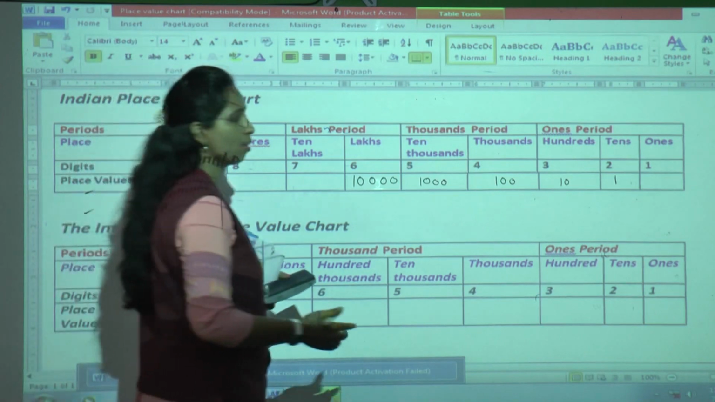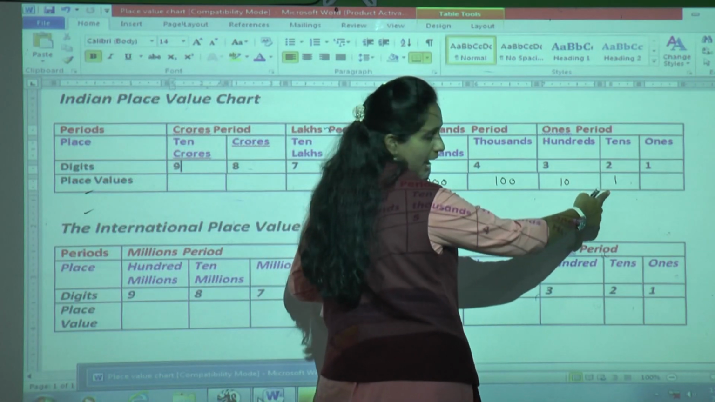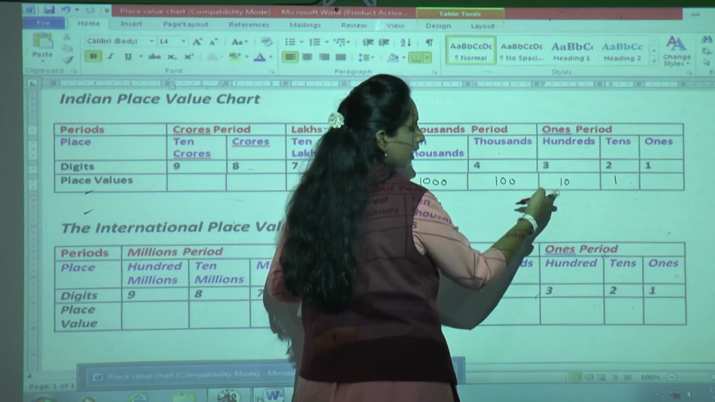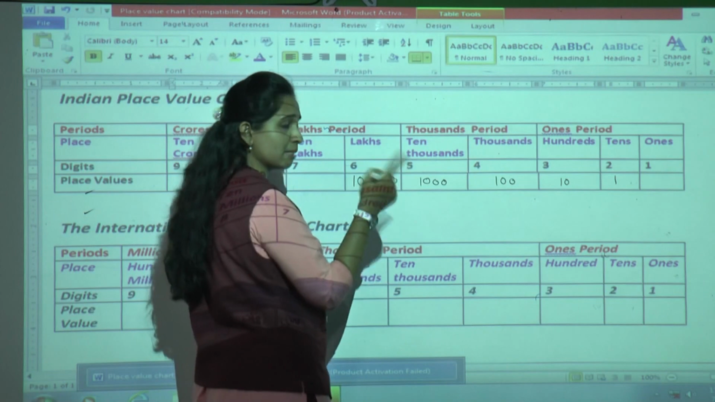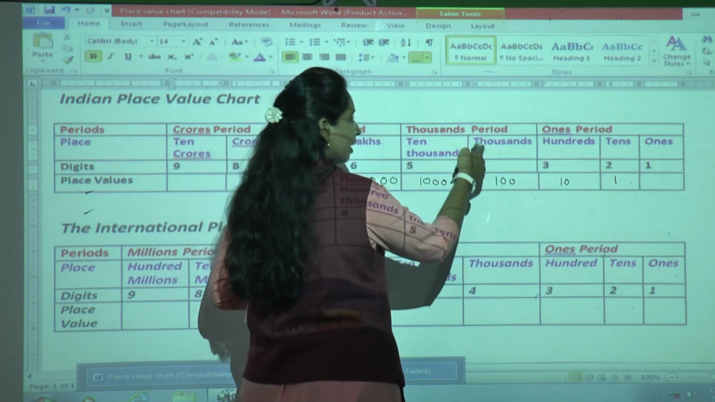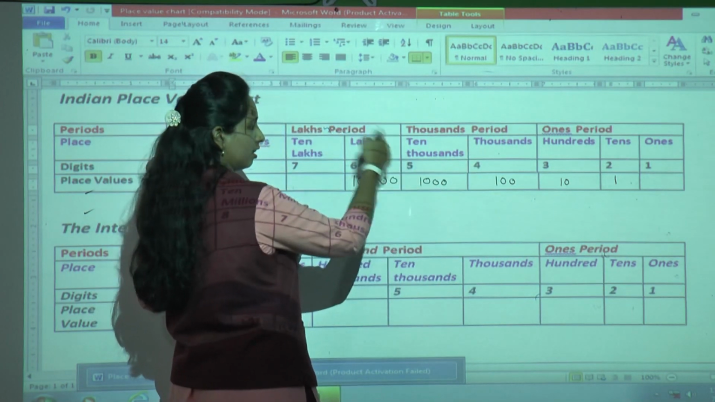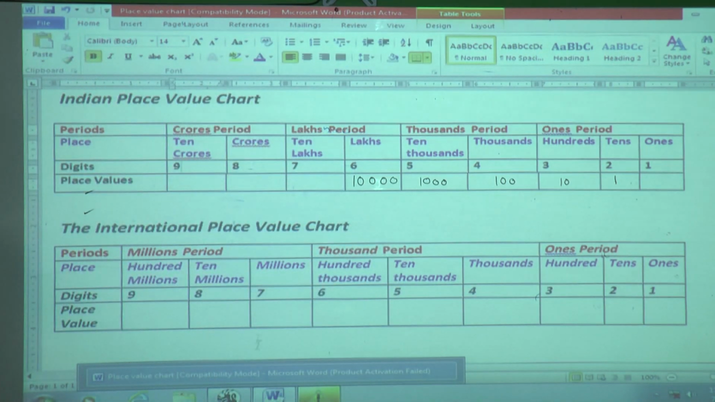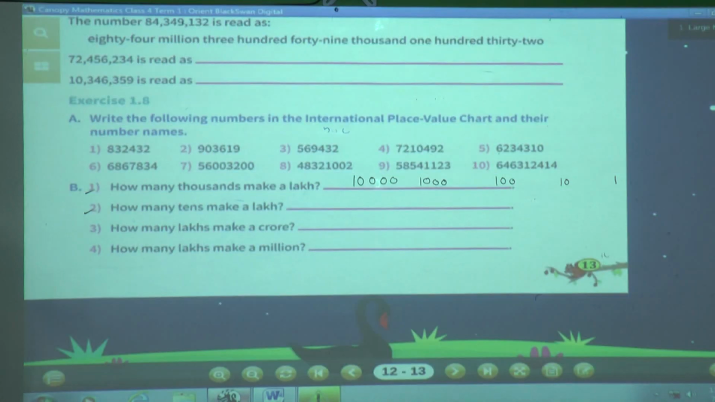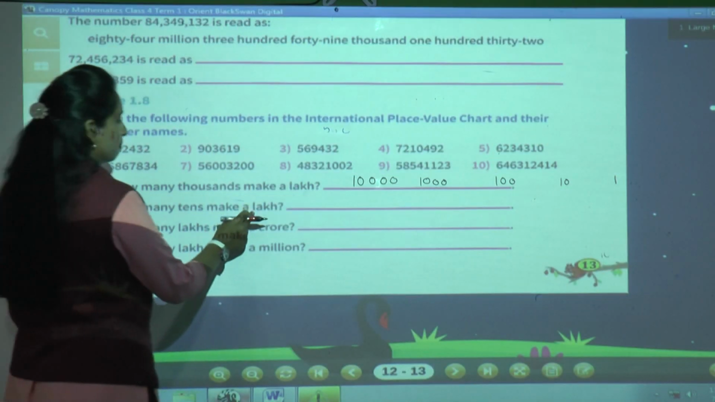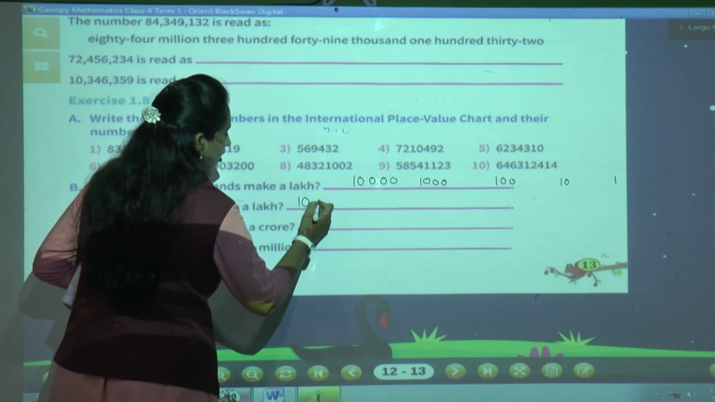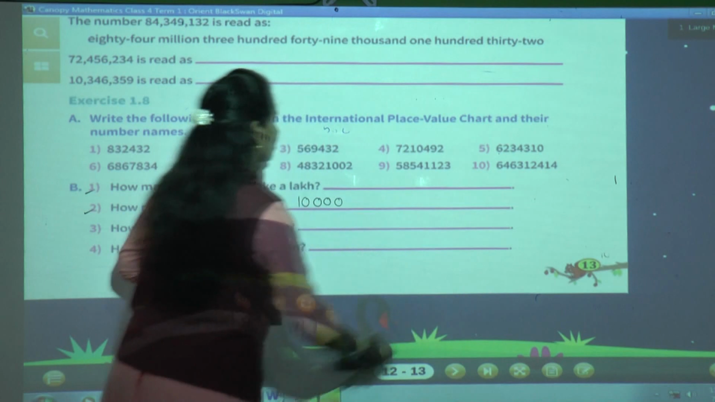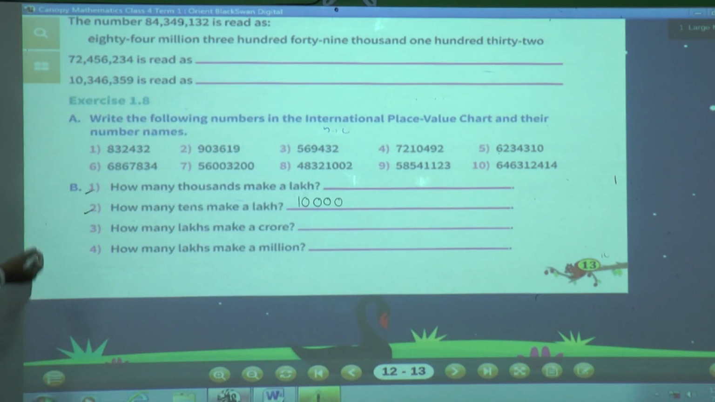Okay, and 1000 tens means 10,000, and the next is 10,000 tens means lakh. Are you getting, students? 1 tens, okay, as it is I have written. Then 10 tens make 100, and 100 tens make 1000, 1000 tens make 10,000, and 10,000 tens make 1 lakh. So what is the answer here? How many tens make a lakh? 10,000. Okay, is it clear? Second one? Yes.